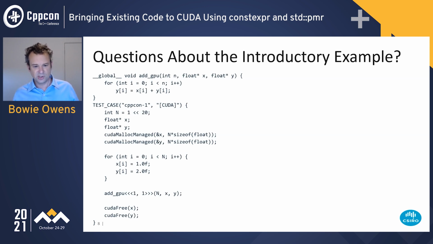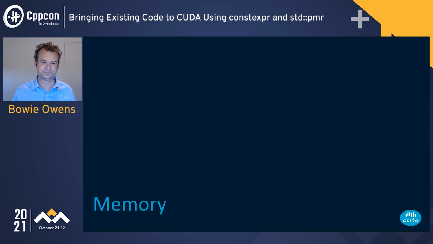So next I'm going to talk about memory allocation, and I see I already have one question to do with memory allocation. That's excellent, and I am going to cover that during the next section. But first, if there are any questions about this introductory example, let's get those out of the way, and then I'll move on to the memory allocation. Well, it does seem like there aren't any questions yet about the introductory example, so let's keep moving.